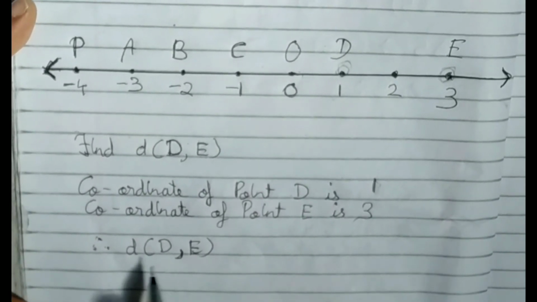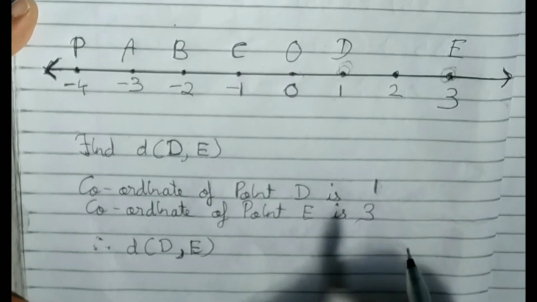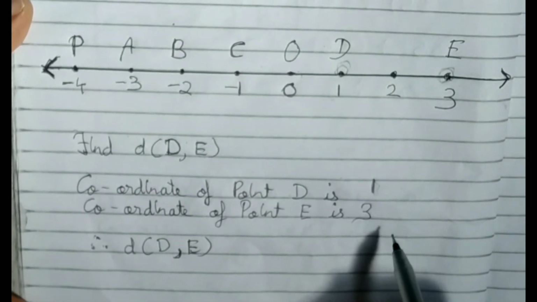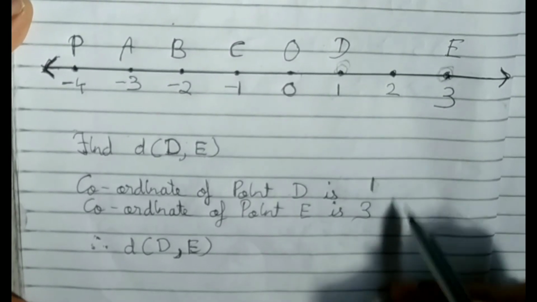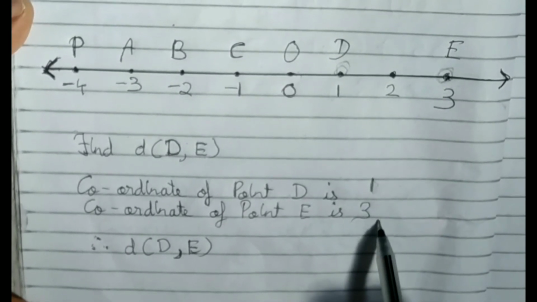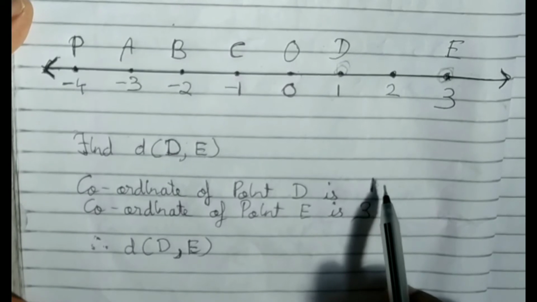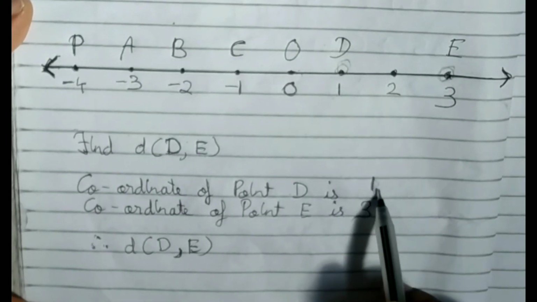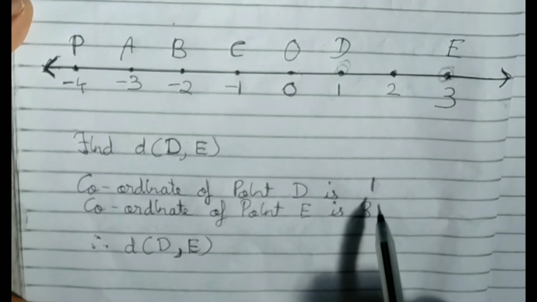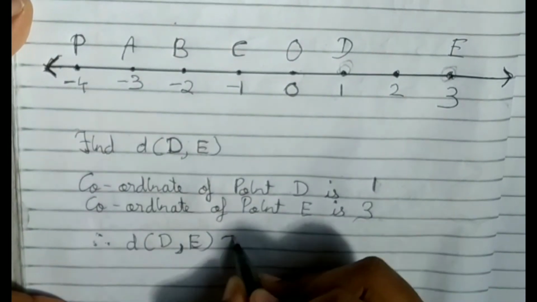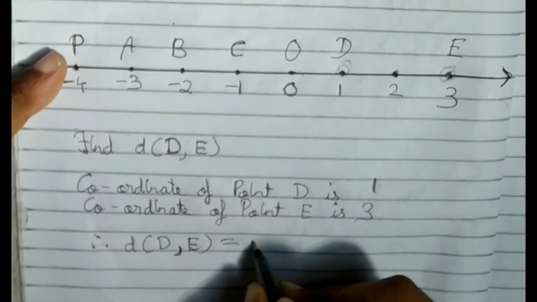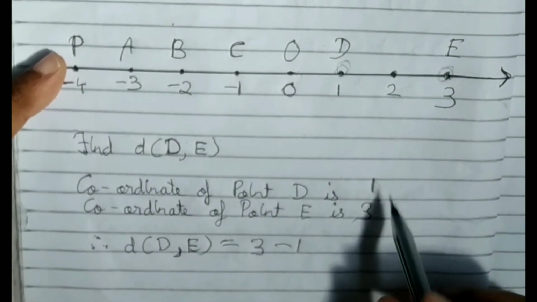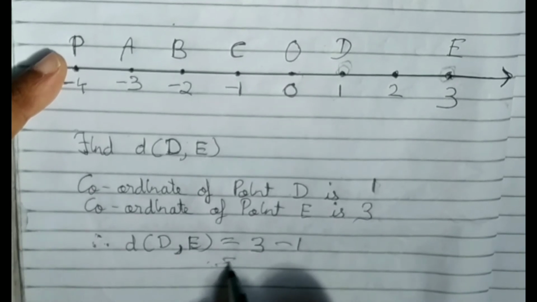Now to find the distance, what will we do? We will subtract the smaller coordinate from the greater coordinate. Here, which is smaller? 1 is smaller or 3 is smaller? 1 is smaller, right? 3 is bigger. So from 3 we will subtract this smaller coordinate, that is 1. So distance D is equal to 3 minus 1. The bigger coordinate minus the smaller coordinate, equal to how much?